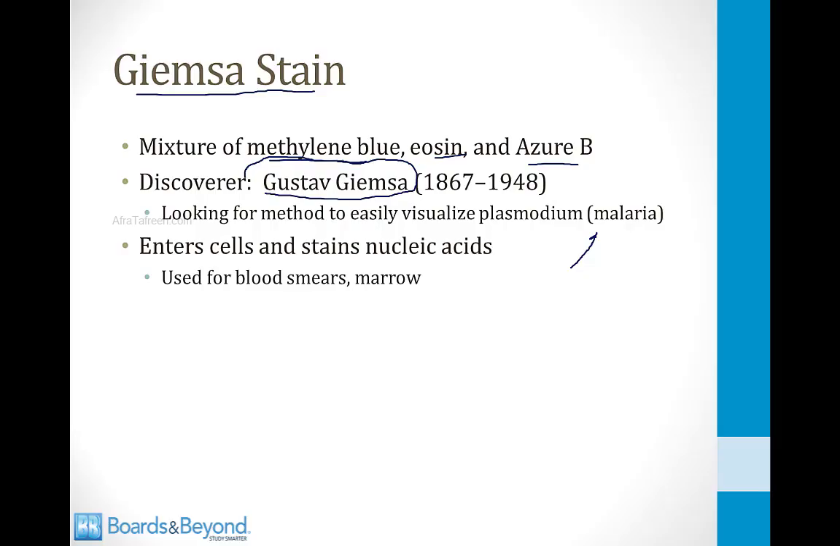It lives inside hepatocytes and red blood cells, and if you can remember that, it's an easy way to remember that the Giemsa stain is most useful for intracellular findings. In addition to infectious disease reasons, we often use it as a stain for other things like blood smears and bone marrow because it'll get inside the cells and stain the nucleic acids.